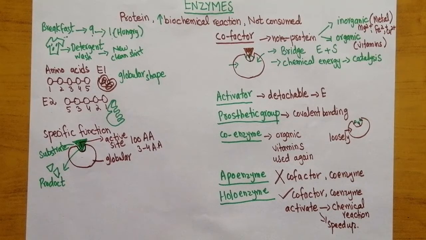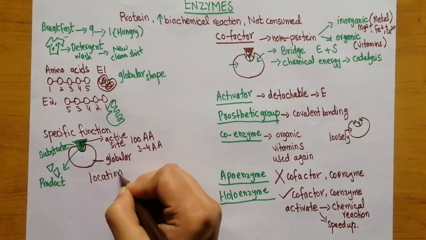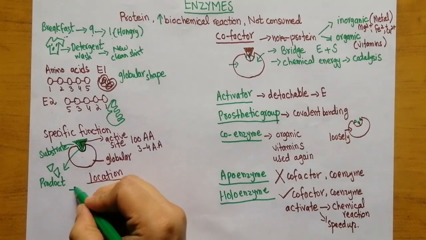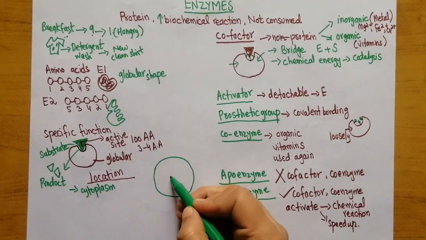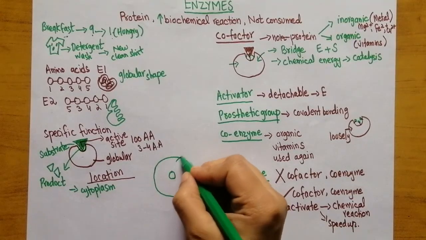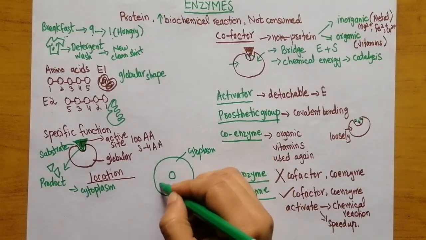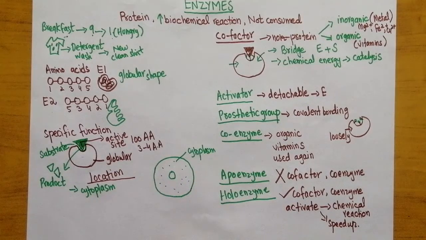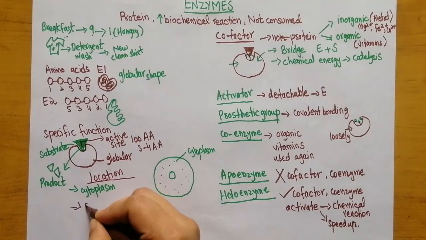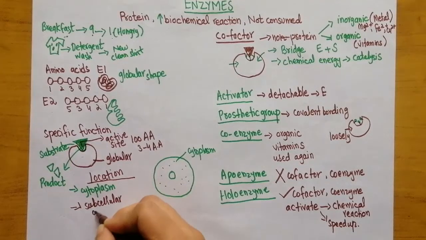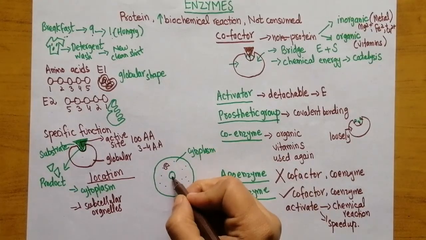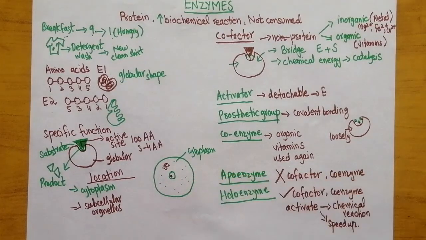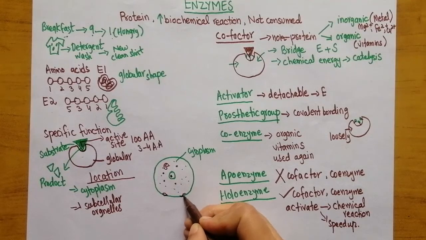Now comes the location of enzymes. The enzymes are normally present in the cytoplasm. Here we have a cell, with a nucleus. This part here is cytoplasm. So inside the cytoplasm, you can find enzymes freely floating. Along with this, the enzymes can also be present attached with the subcellular organelles. These organelles may be mitochondria, the nucleus, the nucleolus, or any other like ribosomes. Or the enzymes can also attach themselves with the cell membrane.